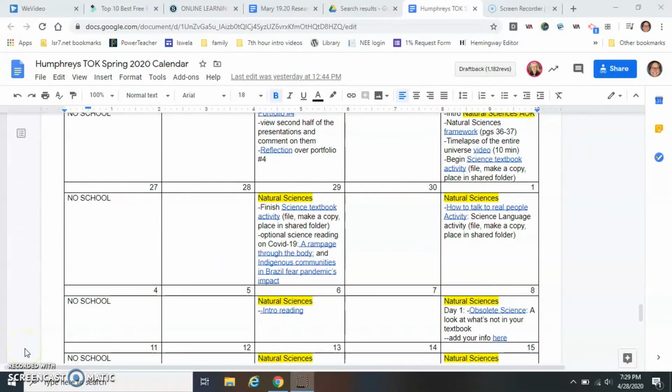All right, I just want to take a second to preview this week's assignments on the calendar. Today's date is April 29th. The plan for today is to finish the science textbook activity. Hopefully last Friday you did the file, make a copy, and you have it in your shared folder. Let me click on it here.